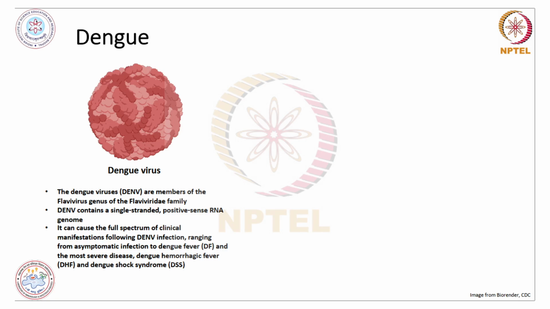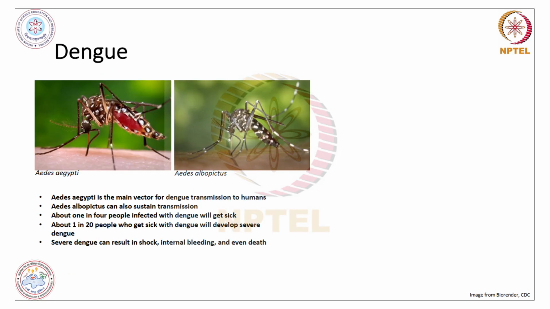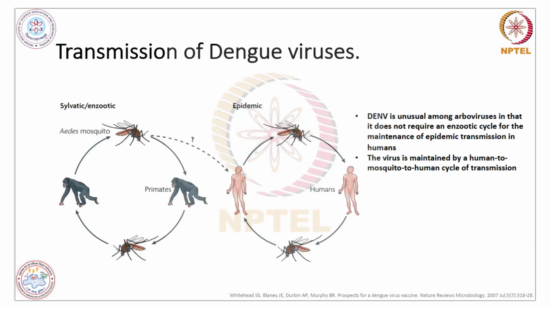Next one is your dengue virus. Dengue virus belongs to the flavivirus genus. There are different families of virus like Flaviviridae, and there are different genera of these viruses like flavivirus. So dengue is one of them. And this dengue virus is also spread via mosquitoes like Aedes. Mosquitoes are responsible for transmitting infection from one person to another. This is the transmission of dengue virus.